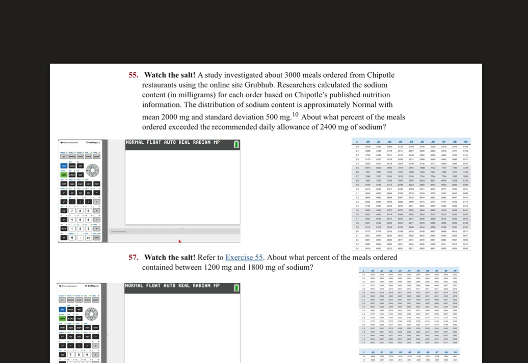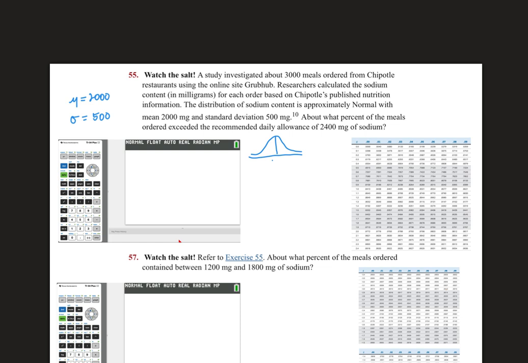Okay, so here let's write that for this one. So the mean for this distribution was 2,000 milligrams, and the standard deviation was 500. They asked for what percent of the meals exceeded the recommended daily allowance of 2,400. So let's write a little normal curve.